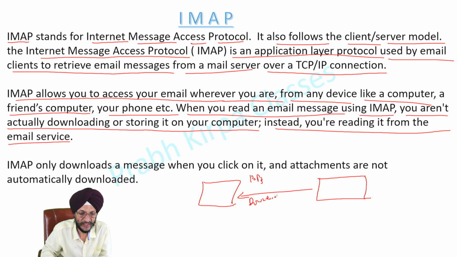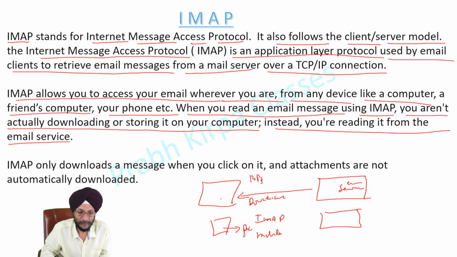You can view the same on your PC. No copy will be available on the email server. But when we are using IMAP, Internet Message Access Protocol, then we can view the email not only on the server but on any other device we may be using, a mobile. We can look out for the same email on our laptop or desktop.